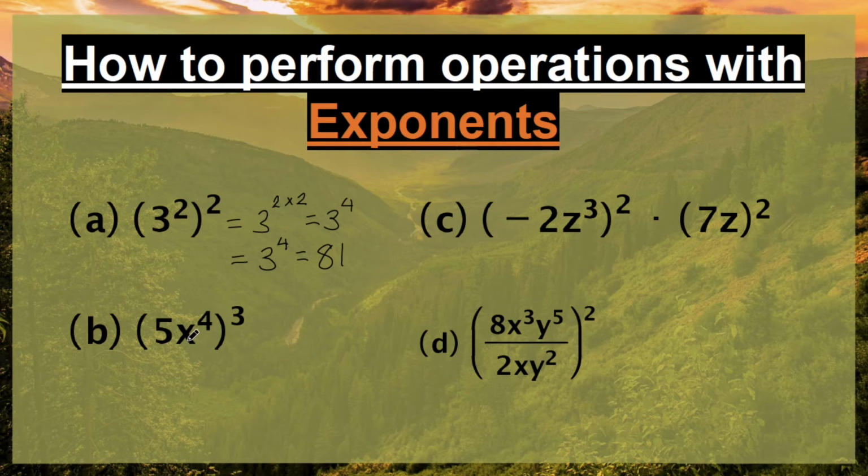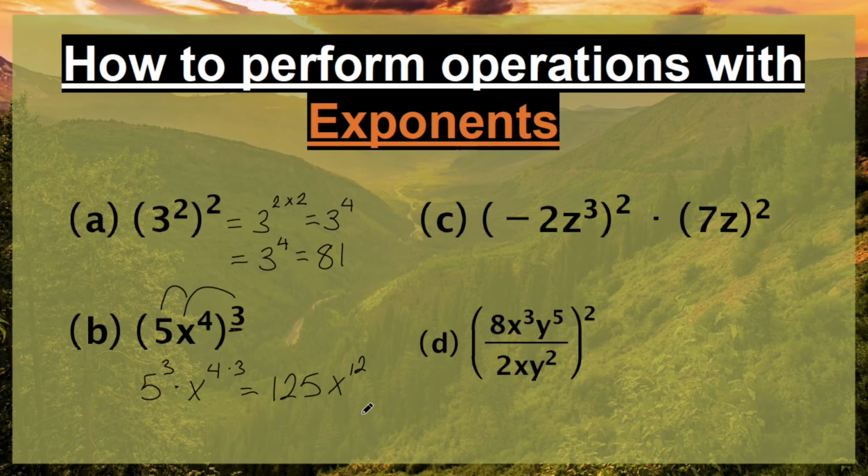For part B, we have 5x to the fourth raised to the power of 3. Something that's important is that the exponent on the outside of the parentheses applies to every term on the inside of the parentheses. So when we simplify this, we're going to have 5 to the power of 3 times x to the power of 4 times 3. 5 to the power of 3 is 125. And x raised to the power of 4 times 3 is x raised to the power of 12.